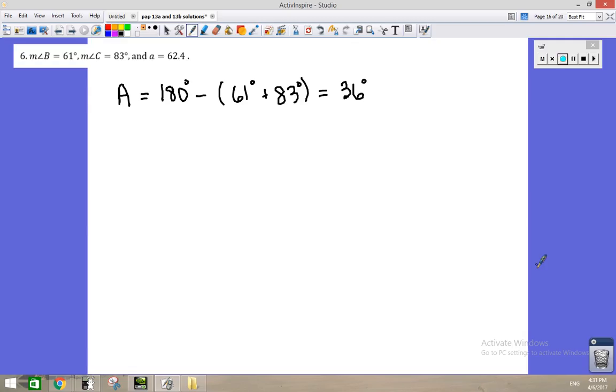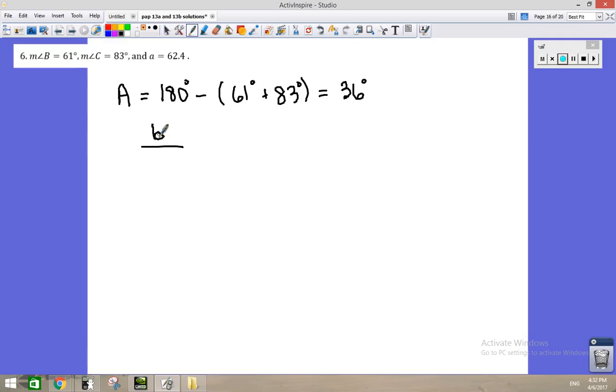Now I have a known pair. I know the length of A and I know the measure of angle A, so I can use the law of sines. It might be easier for some students to use the law of sines, because the equation is a proportion as opposed to the law of cosines, which is slightly more complicated. Since there is no obtuse angle, I don't have to worry about finding a particular side in any order. So let's just find the length of B.